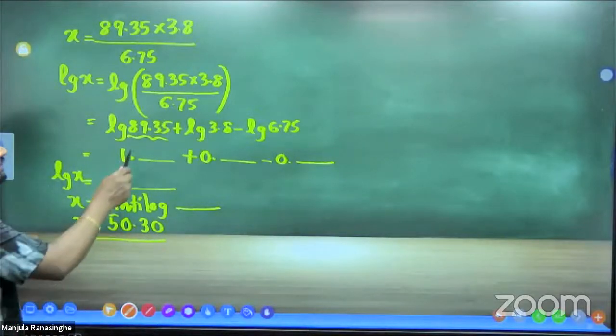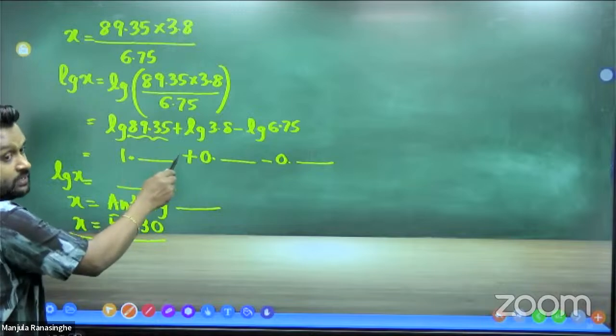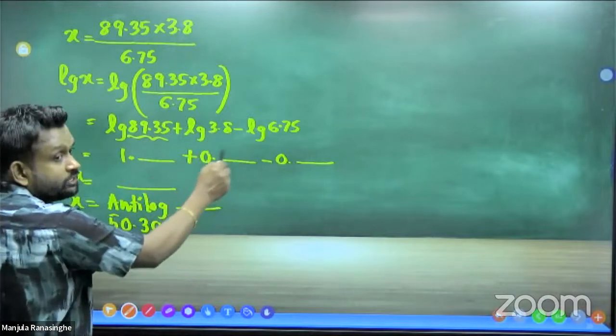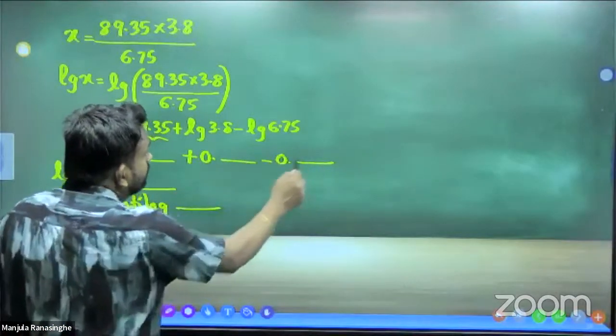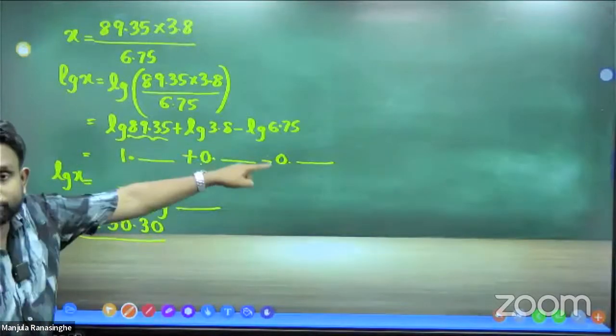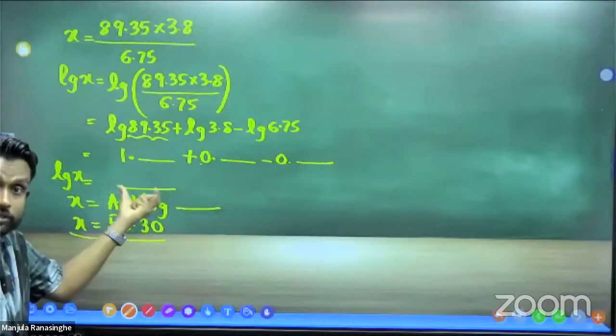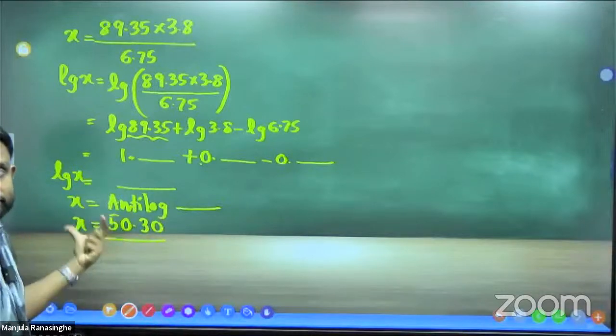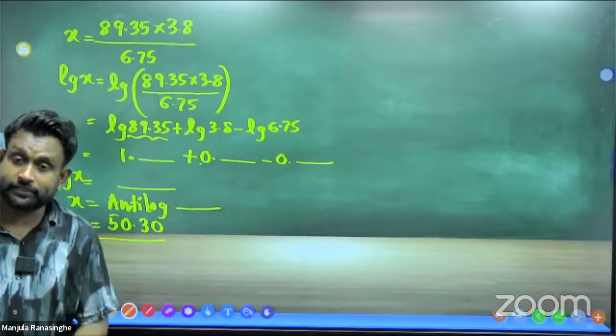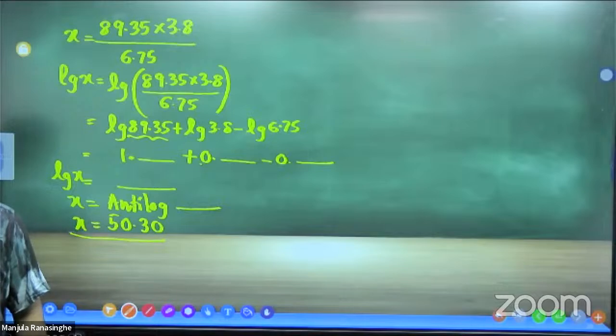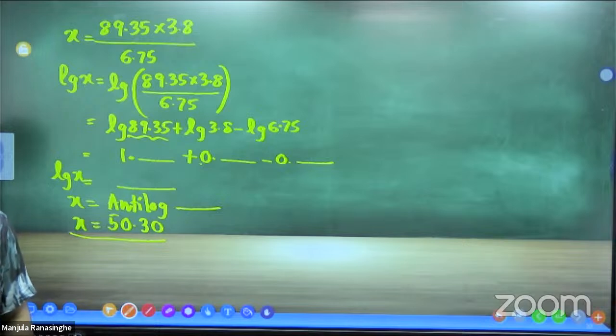You can apply just 8935 here, 380 in log form here, 675 here. Then add these two and subtract here. Then you have a value. You take the antilog of that value. Then execute in this manner. The answer is 50.30. Hands up those who got around that answer, 50 point something. Okay, very good.